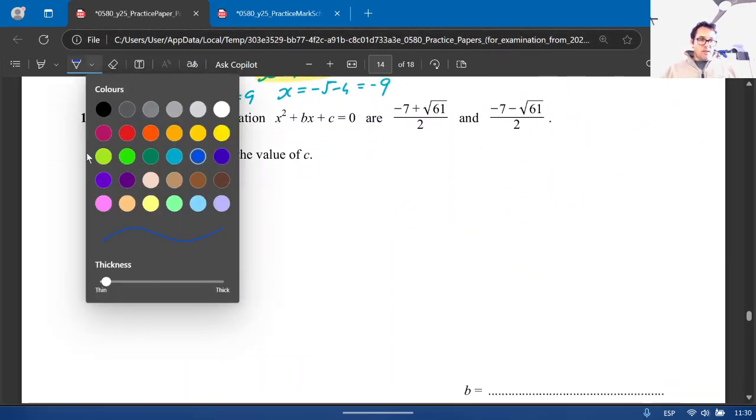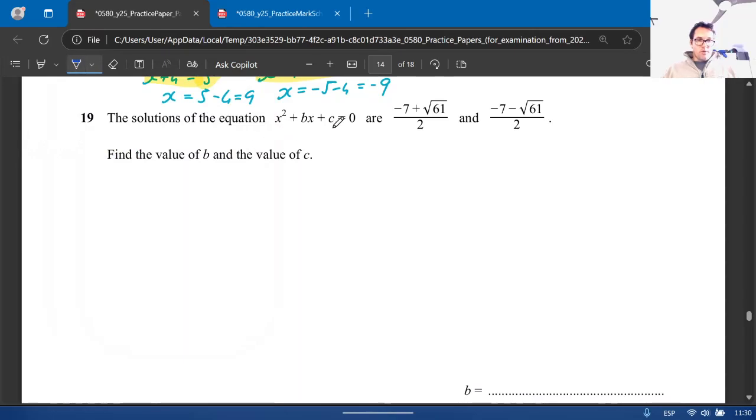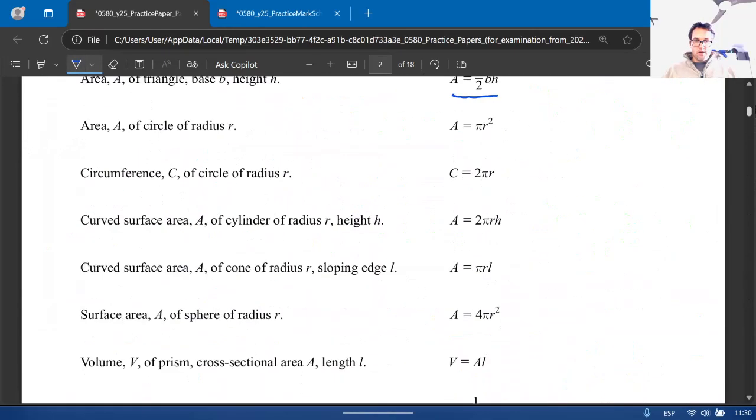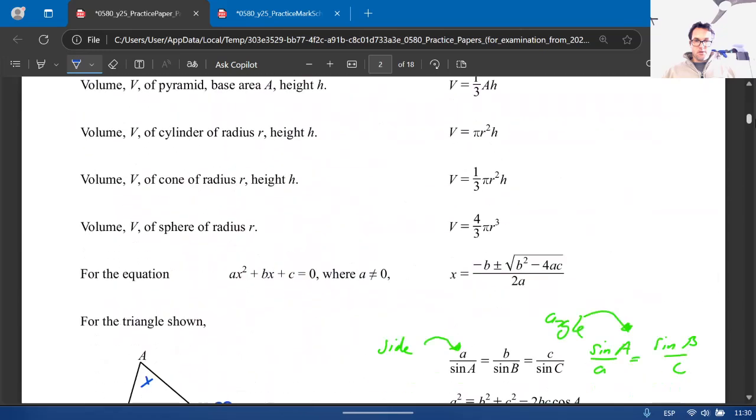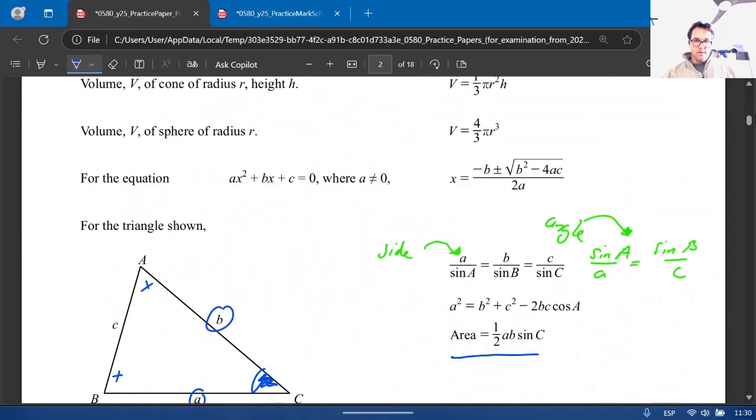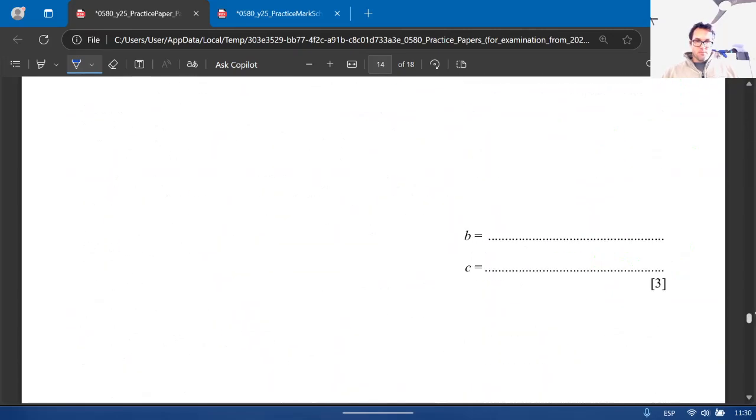Question 19, you need to recognize this is a quadratic equation, and that looks very familiar, doesn't it? Well, it's got something to do with the quadratic formula. Where they clearly tell you for the equation ax squared plus bx equals 0, that is the formula. So let's go back to the question and write down the formula. Okay, that's what you're doing.